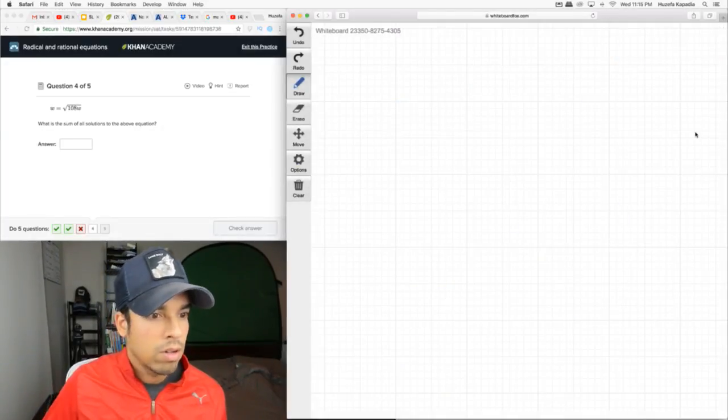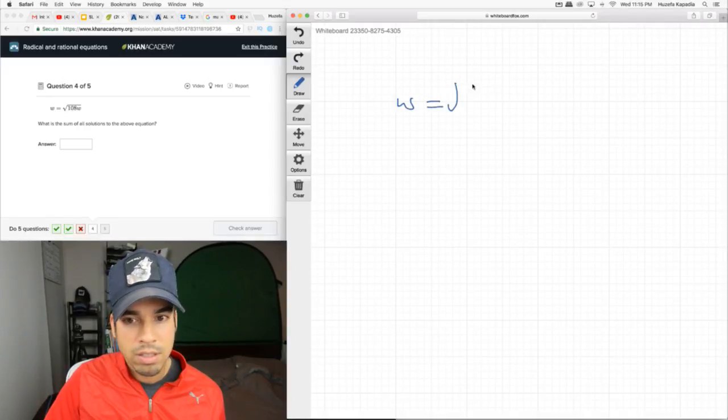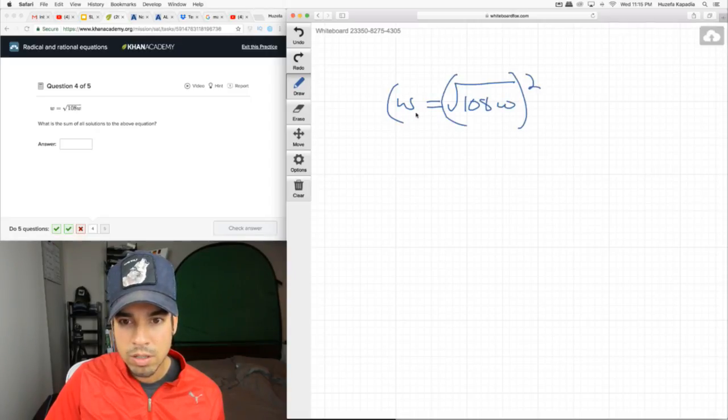All right, here we go. What is the sum of all solutions? Same idea. I'm going to square both sides to get rid of this square root. Squared, we got w squared equals 108w.